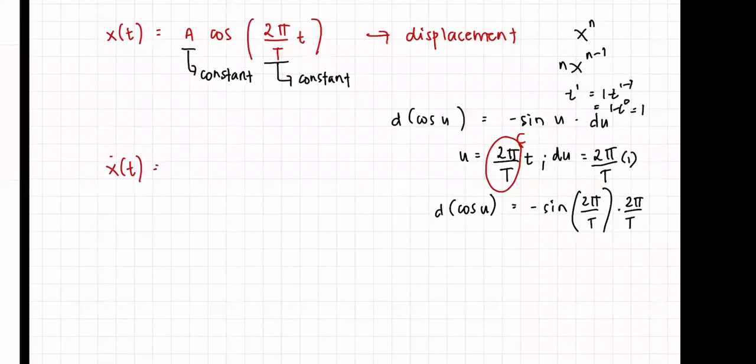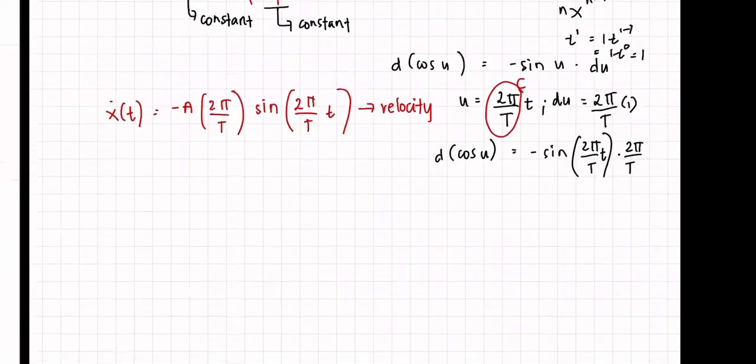So, ibig sabihin, ang derivative natin for this is apply na natin ito sa kabila. So, negative A times 2 pi over t, sine of 2 pi t over t. Ito, nawala yung t dito. Okay? So, ito yung magiging velocity natin.